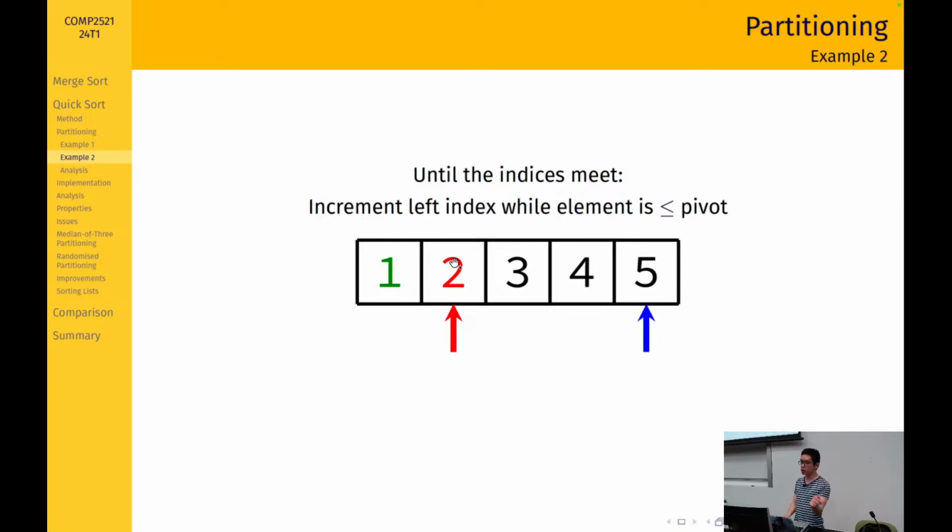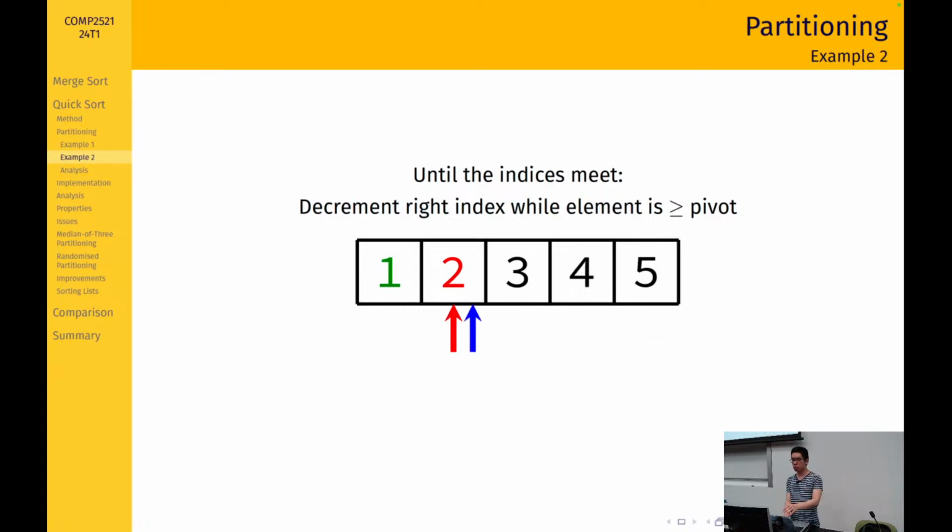Then we go over to the right index. We're going to decrement it while the element is greater than or equal to the pivot. And so that means we decrement it all the way down to 2, and this is where the indices meet.